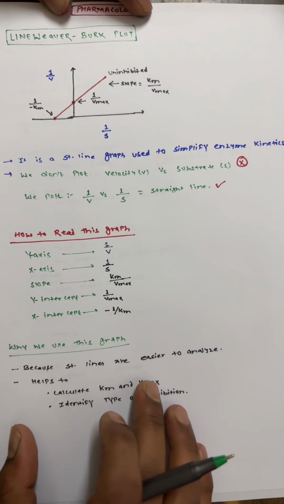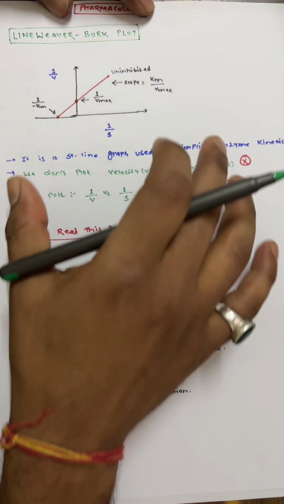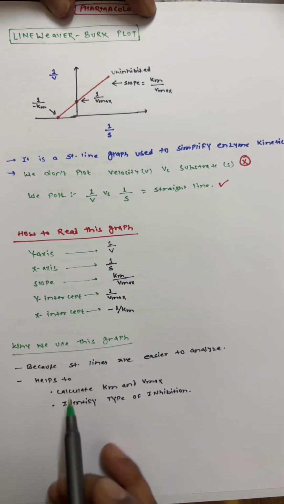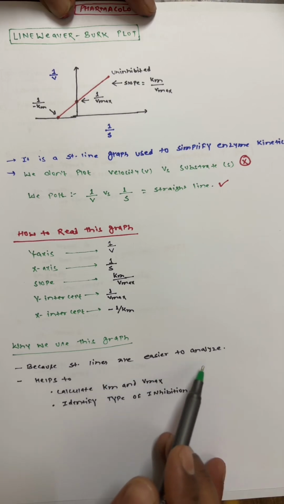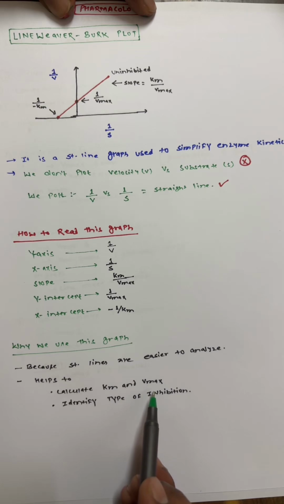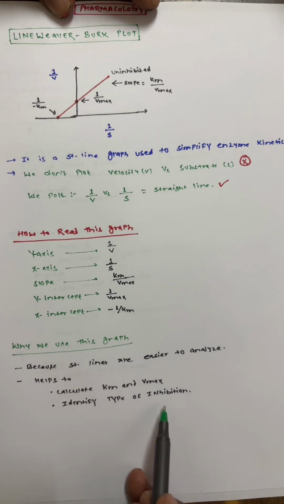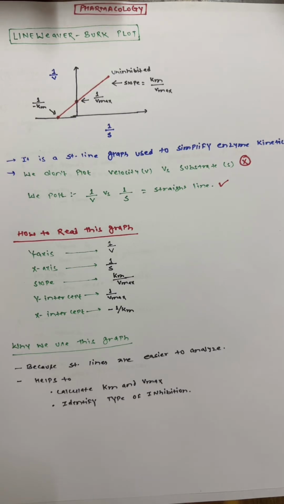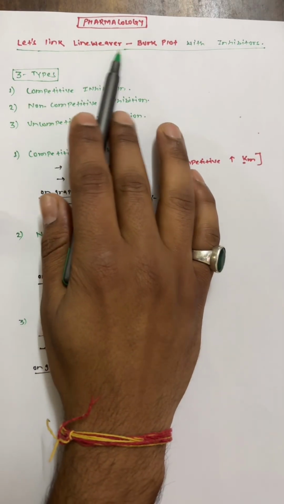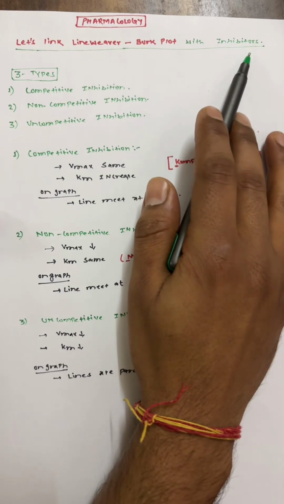So why did the scientists develop the Lineweaver-Burk plot? Because straight lines are easier to analyze, and it helps us to calculate Km and Vmax easily and identify the type of inhibition. Now we'll talk about different inhibitions. We'll link this Lineweaver-Burk plot with the inhibitors.